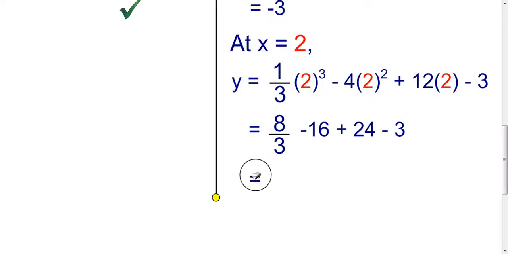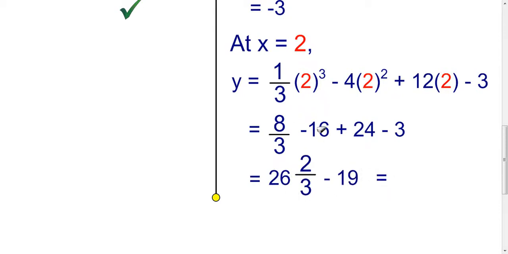The easiest way I think to do this is to do 24 and then add on this to 24. So that really comes to 2 and 2/3. 3 2s are 6 and then 2 remainders. So that's 2 and 2/3. So that and that comes to 26 and 2/3.